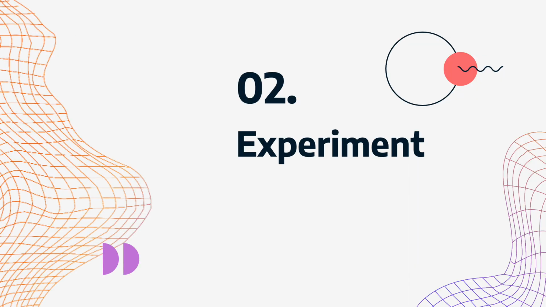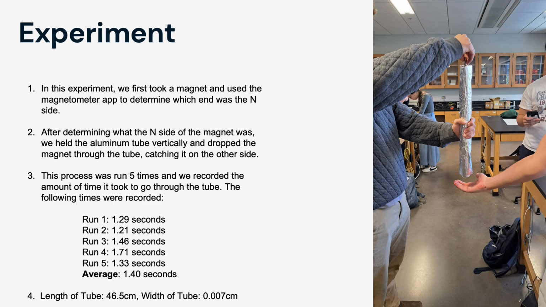Now, let's get into the experiment. We first took a magnet and used the app to determine which end was the north side. After determining the north side of the magnet, we held the aluminum tube vertically and dropped the magnet through the tube, catching it on the other side. This process was run 5 times, and we recorded the amount of time it took to go through the tube. The times recorded are below. The length of our tube was 46.5 centimeters, and the width of our tube was 0.007 centimeters.